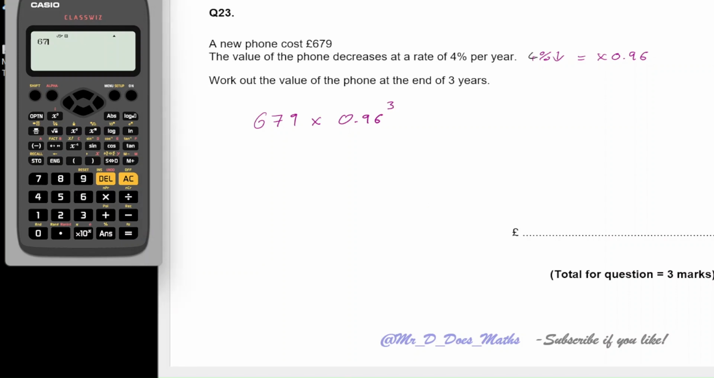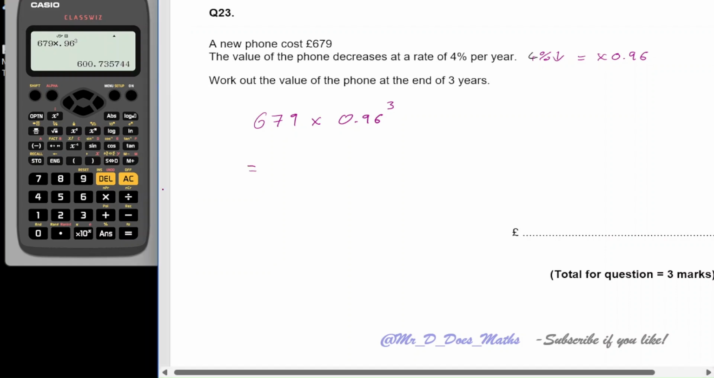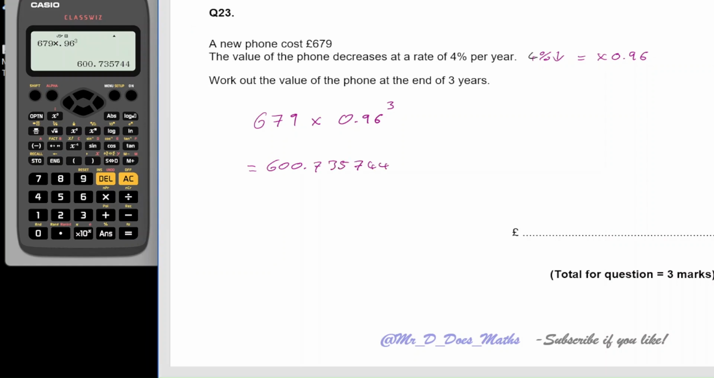So 679 times 0.96 cubed gives us a value of 600.735744. So I'm going to say the price is going to be £600.74.